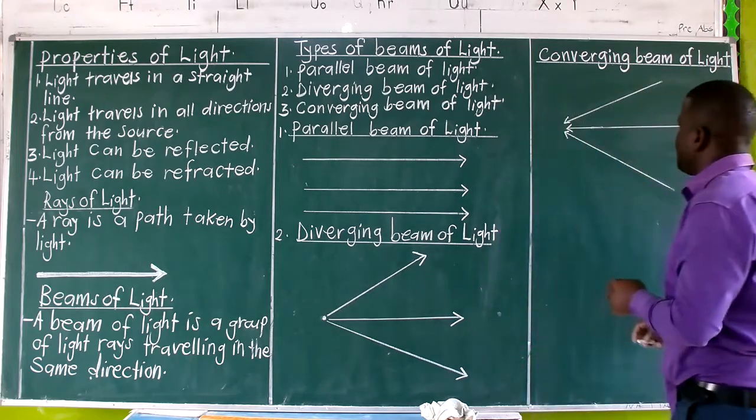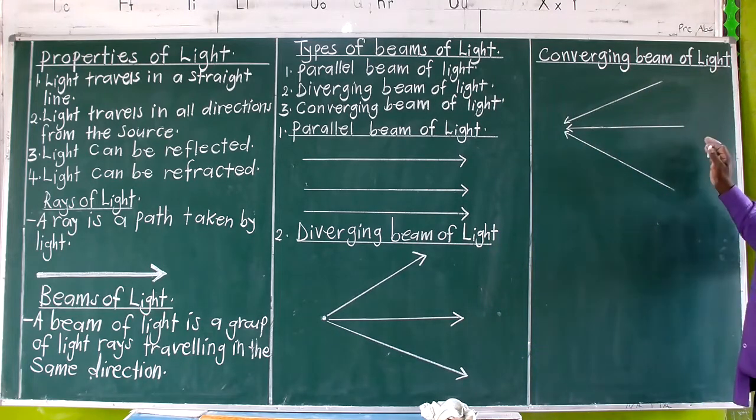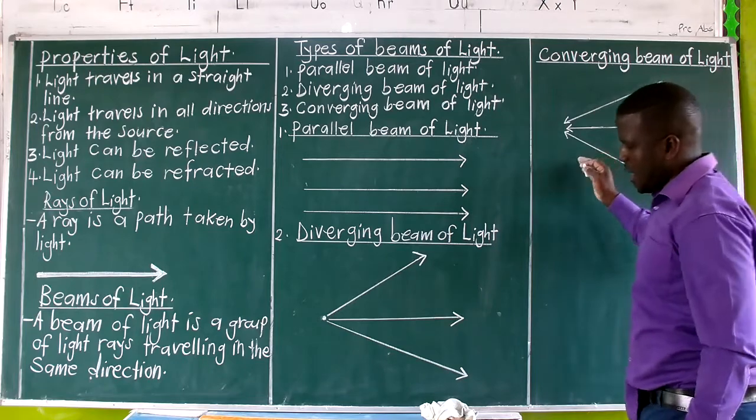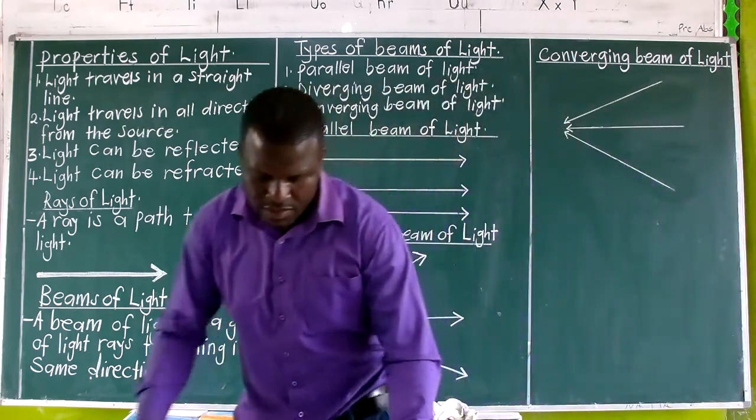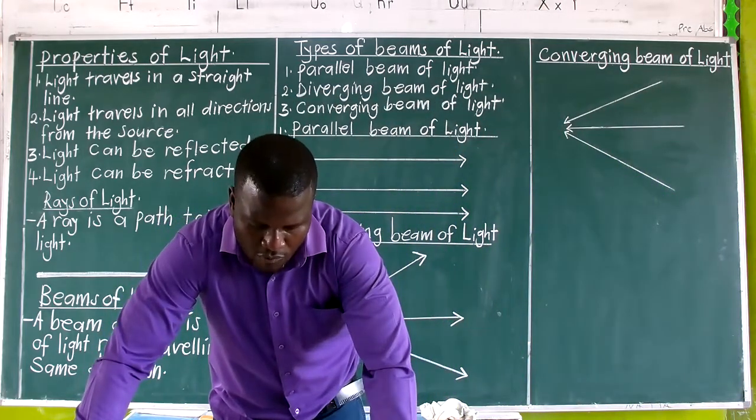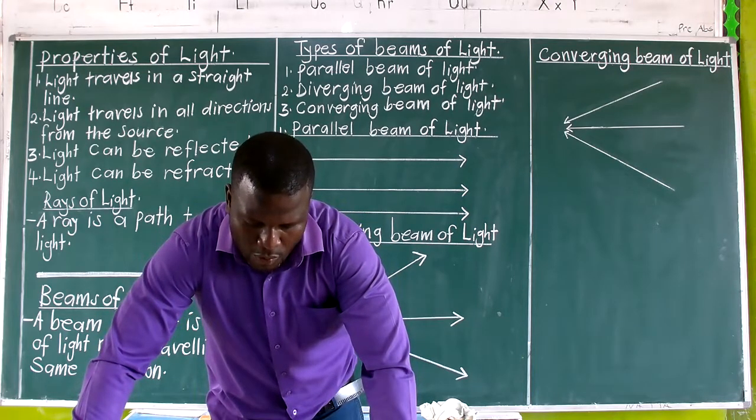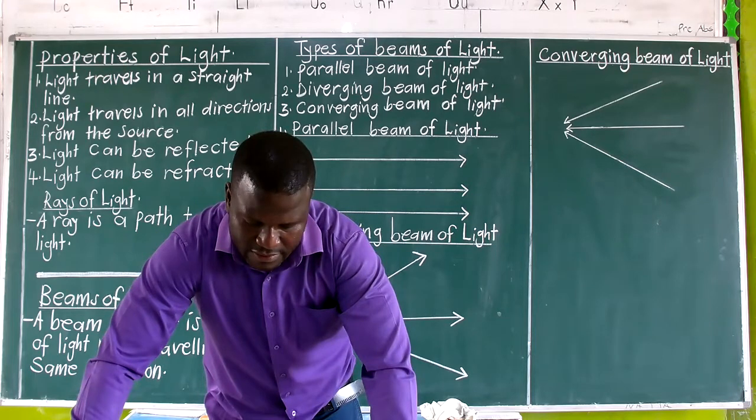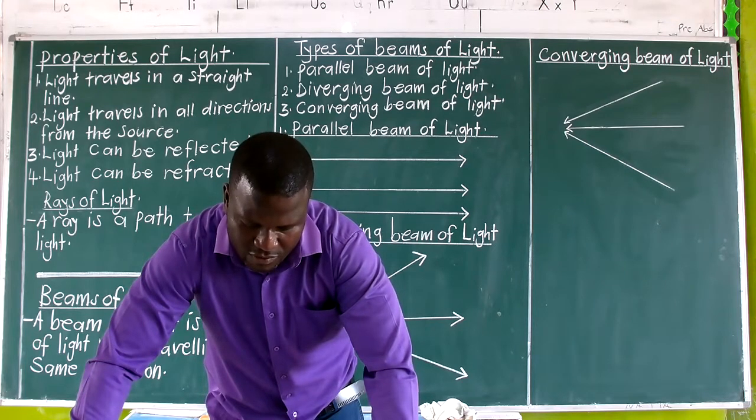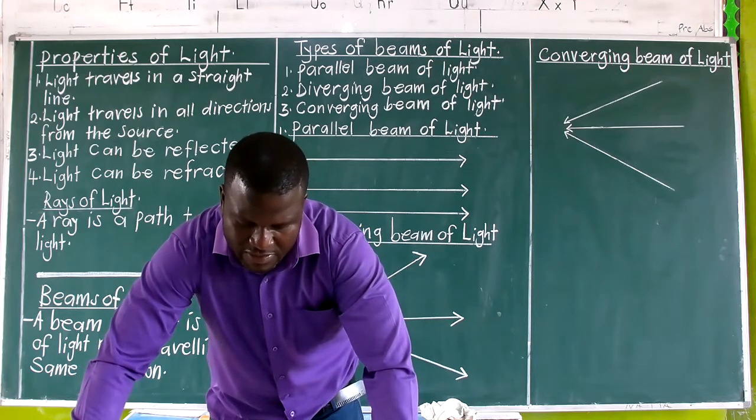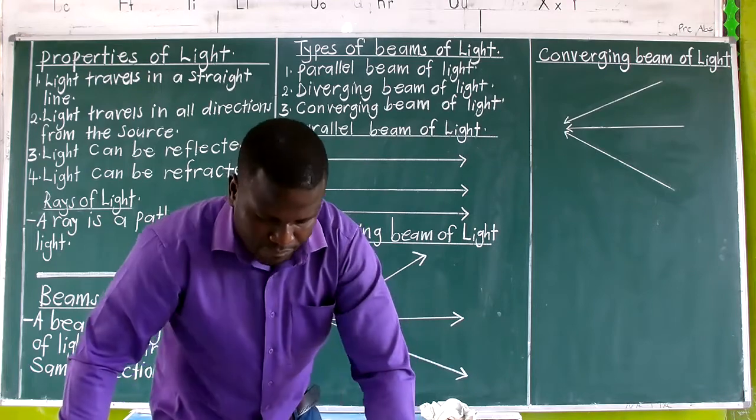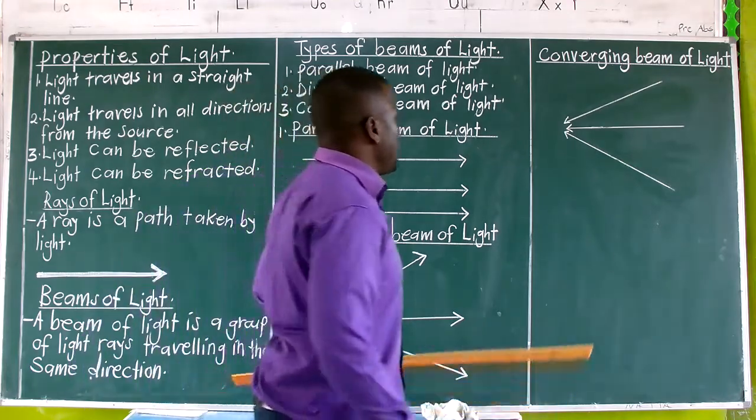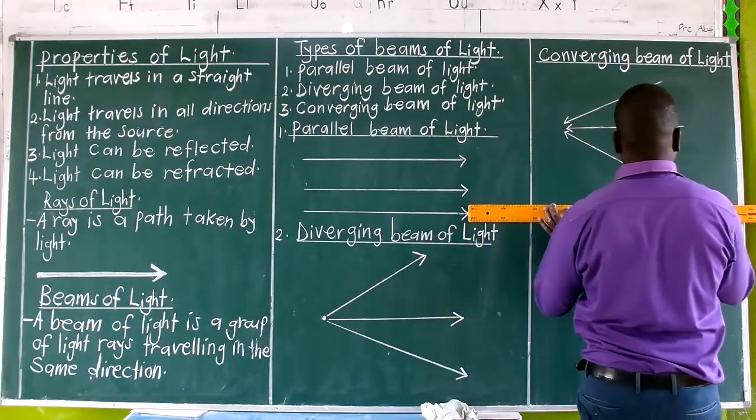So you can see these light rays are moving from different directions, coming to one specific point. So that's what you call a converging beam. We look at effects of light on different materials, or effects of different materials on light. We begin by looking at transparent objects.